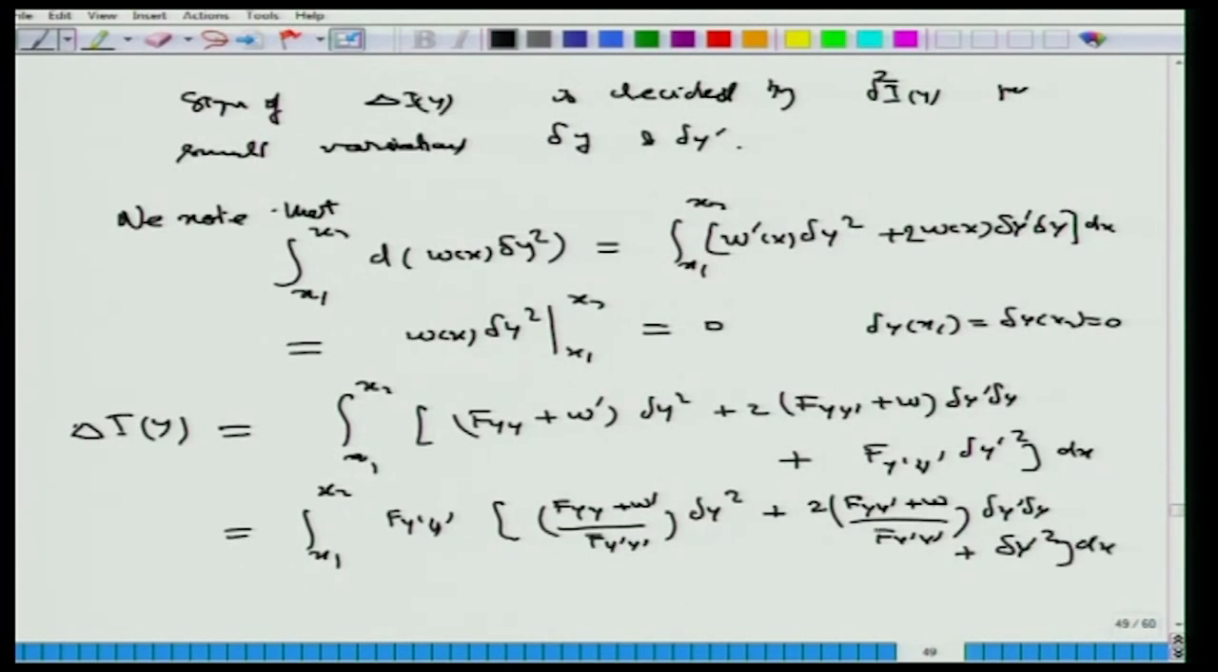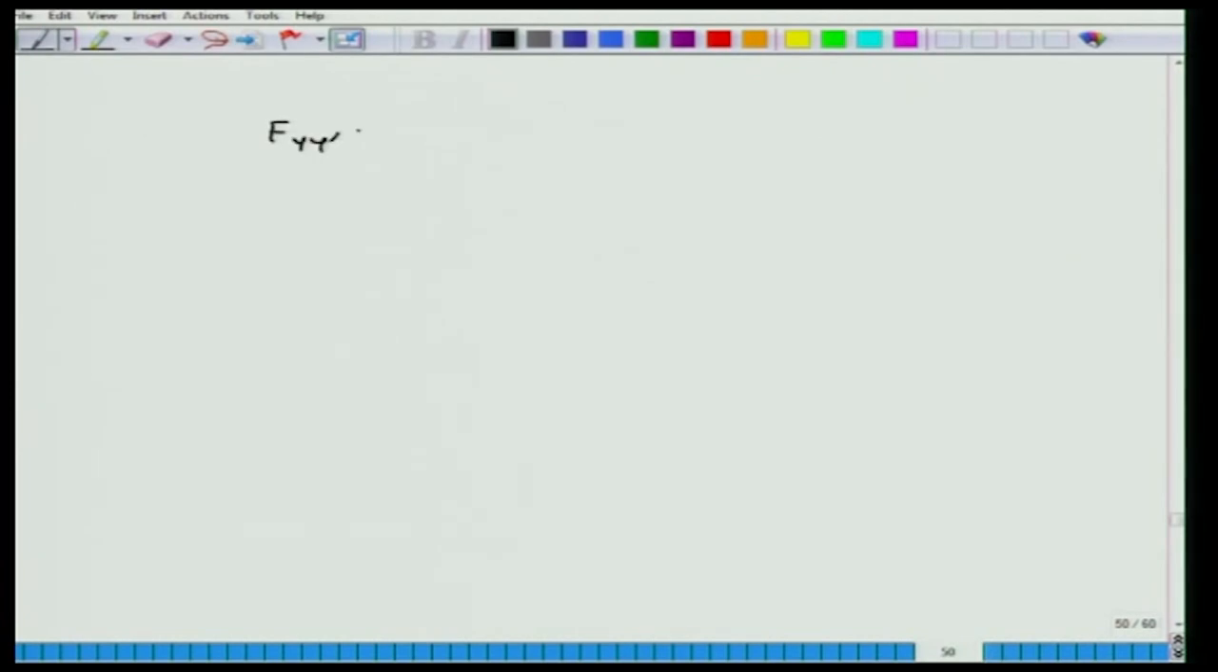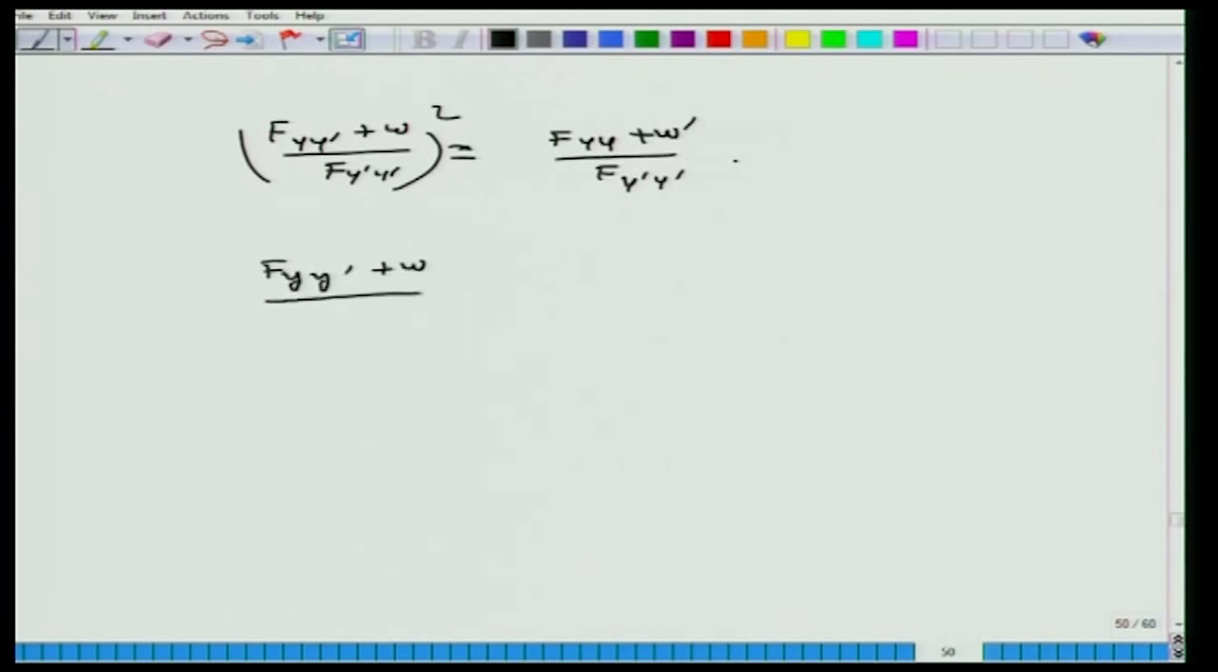So, we want to make this a perfect square. So, we select this w in such a way that this is a perfect square. That means the square of this must be this into this. So, f y prime plus w over f y prime, the square of this must be equal to f y y plus w prime over f y prime. So, that is how we have to select this w. We take the substitution f y prime plus w over f y prime equal to minus u prime over u, and so w must be selected as minus f y prime minus f y prime u prime over u.